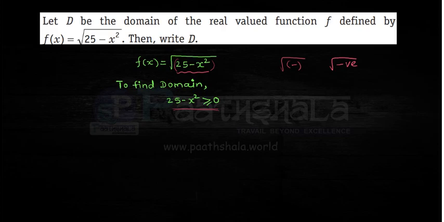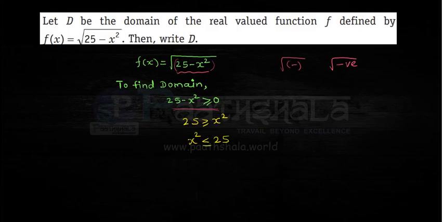So that's why 25 minus x square should be greater than or equal to 0. It should not take any negative value. So we can solve this inequality. We will get 25 is greater than or equal to x square. We have taken x square to the other side, so we can rearrange the terms like this: x square is less than or equal to 25.